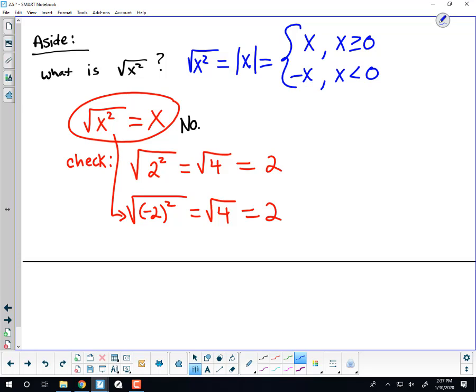If we check it this way, the only difference here is we're putting that there, right? And so we see that each case comes out to be 2.